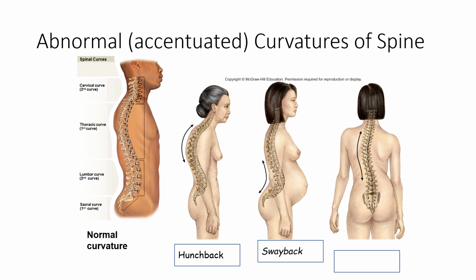Slide number 7. Look at the left image of the normal curvature of the spine. Concave in cervical, concave in lumbar, convex in thoracic, and convex in sacral.